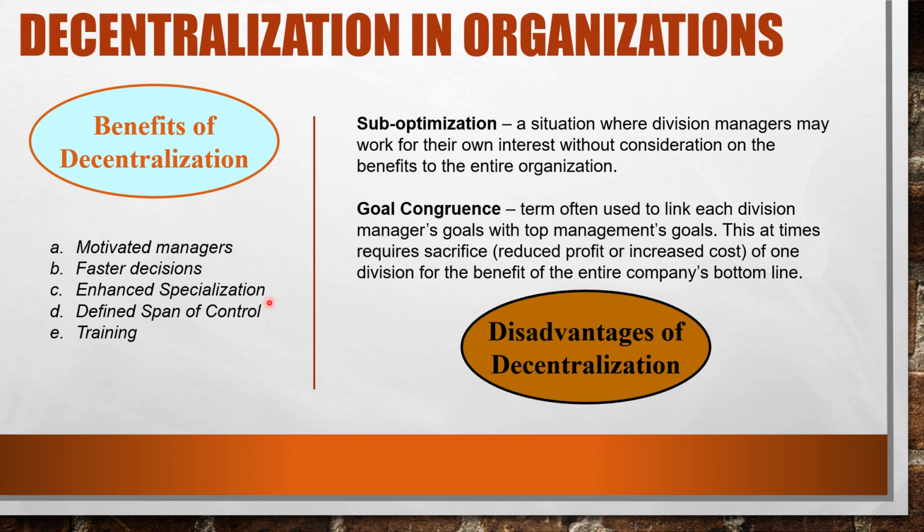Goal congruence refers to a mismatch of the managers' goals and the top management goals. So there should be, at the bottom line, or at the end of the day, the whole company should be benefited. And for that benefit to happen, one of the departments or segments or divisions should sacrifice a little bit, like reduce profit, so that the other division will benefit from it and the entire company will benefit from it also.